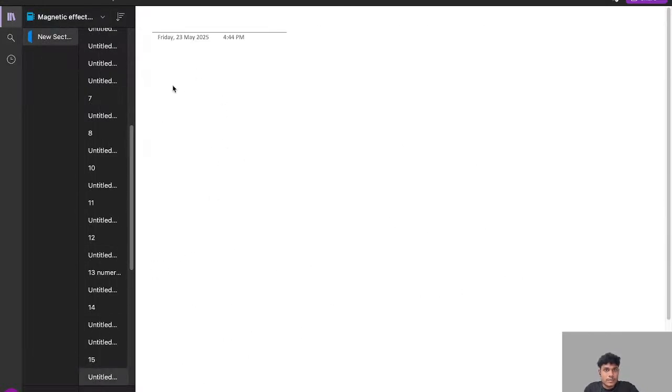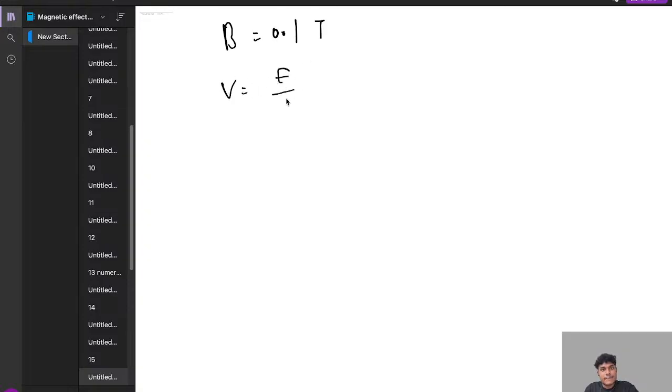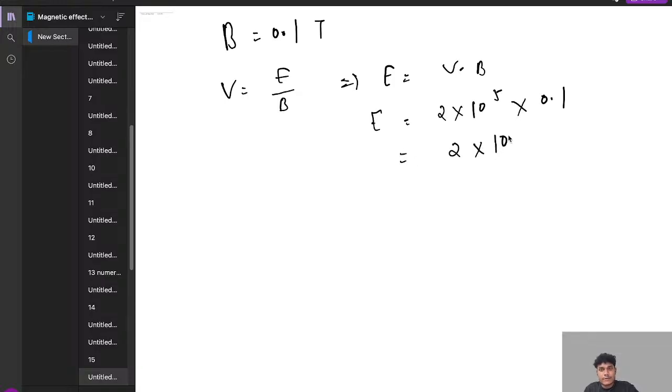Now here we can go. What is our B? B is 0.1 Tesla. And what is v? That is E by B. From here we get E is equal to v times B. And what is our E? That is equal to, what is the velocity? That is 2 × 10^5. And what is the magnetic field? That is 0.1. From here we get the magnitude of electric field is equal to 2 × 10^4 Newton per Coulomb.